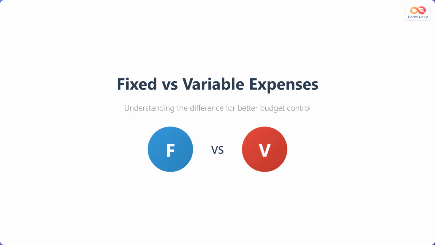Understanding the difference between fixed and variable expenses is crucial for managing your money effectively. Fixed expenses are costs that stay the same every month, while variable expenses change based on your choices and usage. By learning to categorize your spending into these two types, you'll gain better control over your budget and make smarter financial decisions. Let's dive into each category and explore how they impact your financial planning.